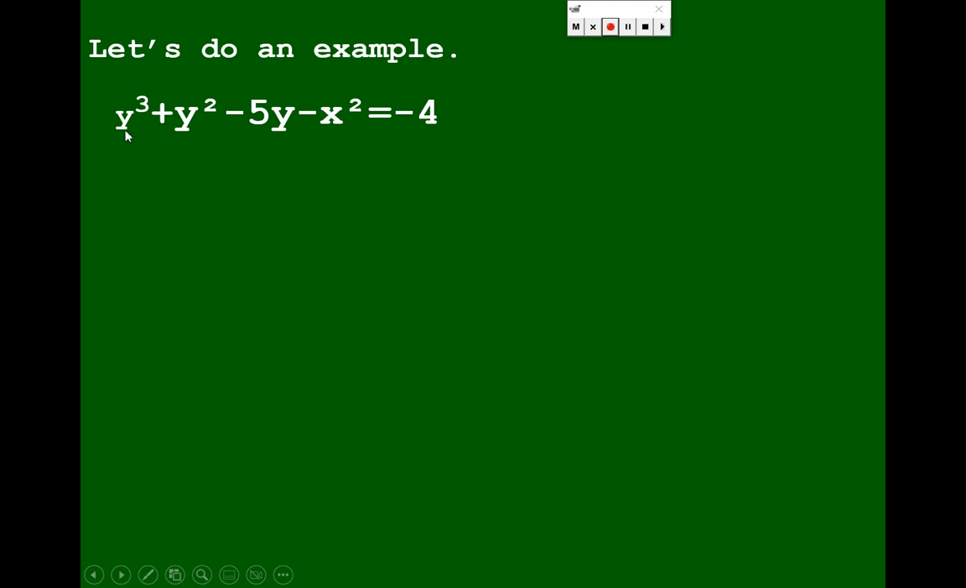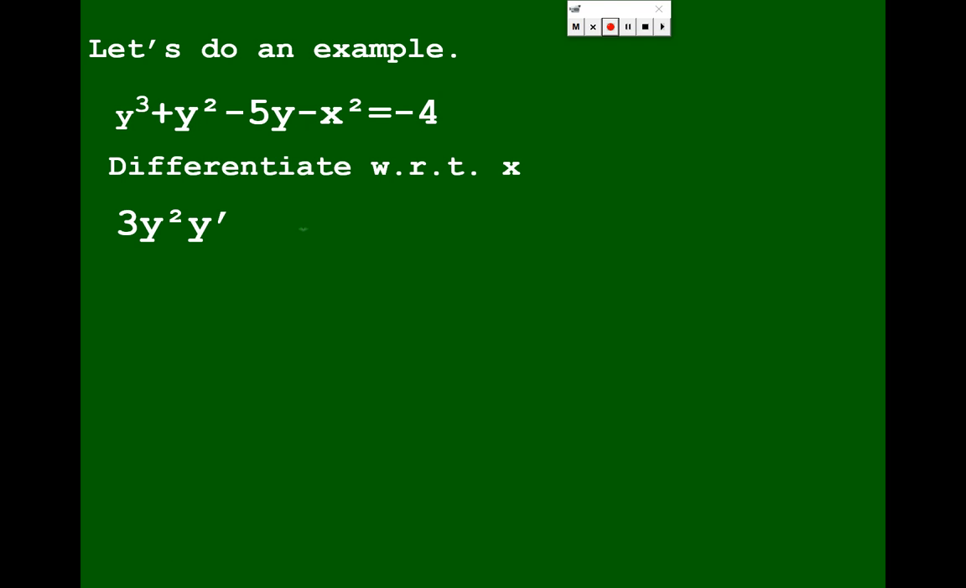Ready? Let's do the first part, y cubed. The derivative of y cubed is 3y squared, using the power rule, times y prime, plus 2y, using the power rule, times y prime, minus 5y prime. Where did the y go? Well, the derivative of y is 1 times y prime.